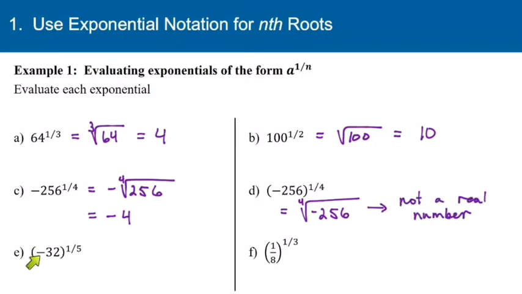In part E, we're looking at negative 32 in parentheses to the 1/5 power.